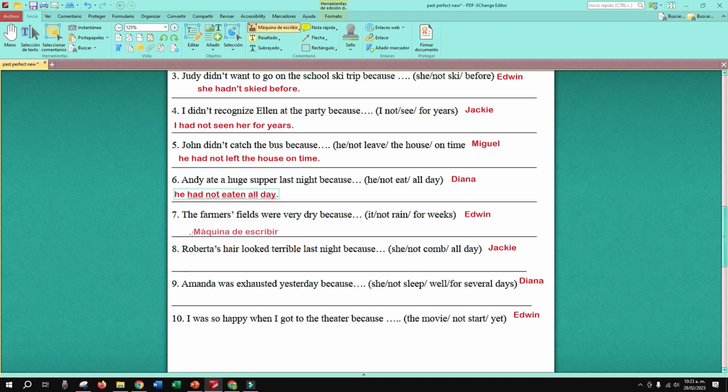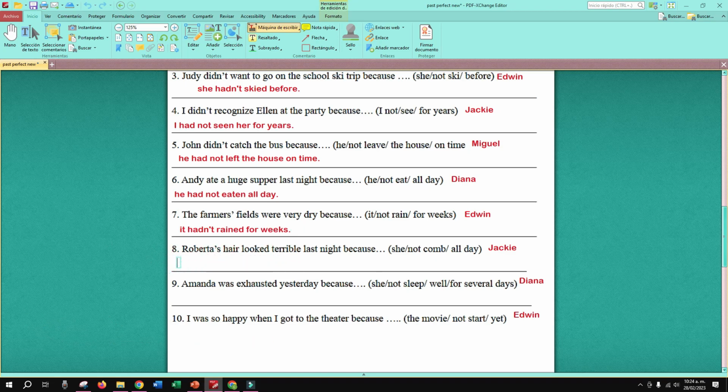Excellent. Edwin, the farmers. It hadn't rained for weeks. Excellent. It hadn't or had not, right? Rained. That is in past participle, right? Rained. Yes. For weeks. Good. That will be excellent.